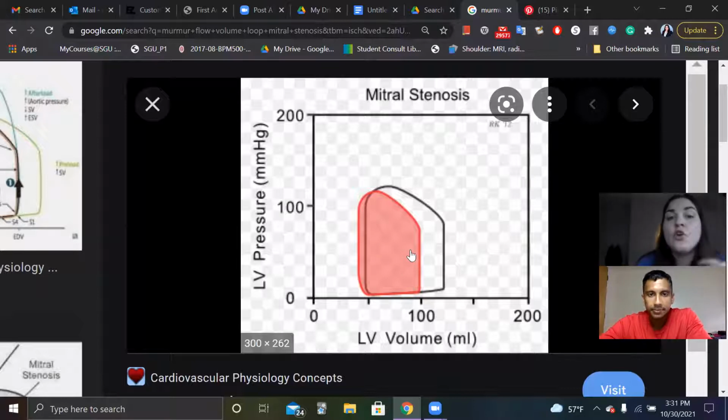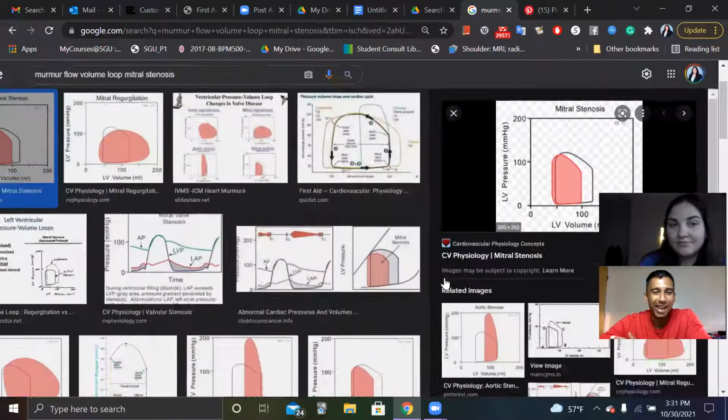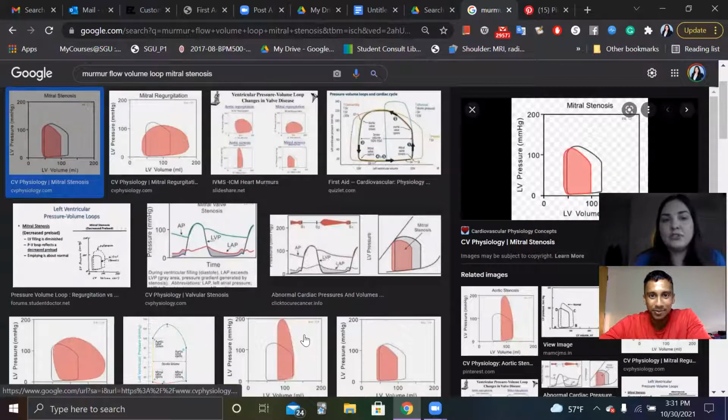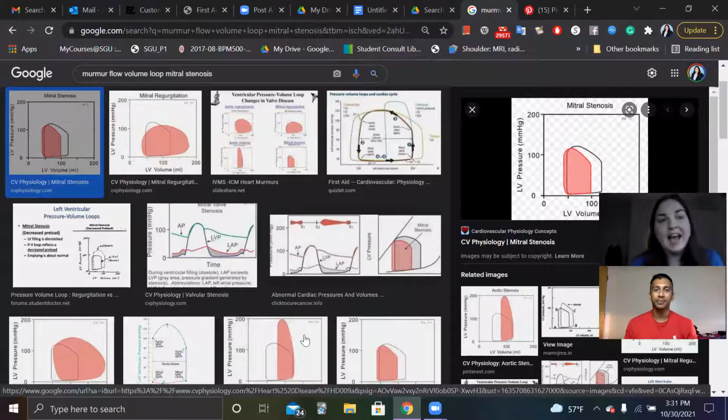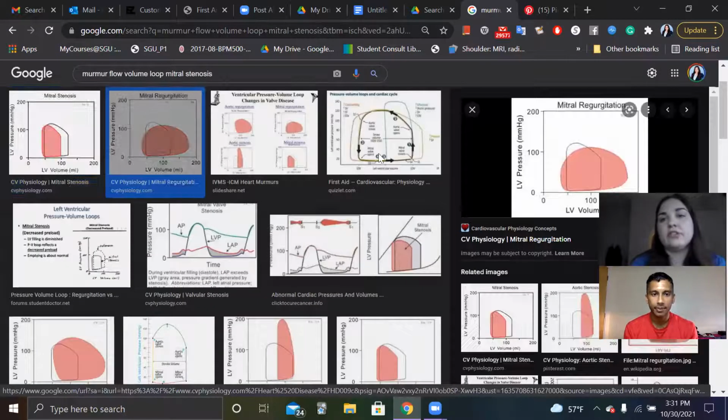So if I were to say, which two murmurs have decreased stroke volumes, you would now tell me mitral stenosis and aortic stenosis. Exactly. Stenosis means I can't get stuff out. Okay, so now let's look at regurgitation.